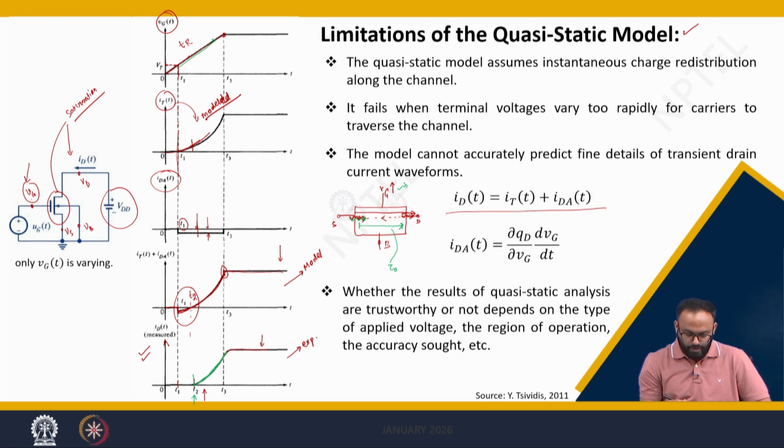Now the second limitation we have observed is that there is a hump or a spike here. Why is this spike coming up? Because in our model we haven't discussed the inertia of the charge, meaning when the charge enters here, it does have some inertia. It does not immediately settle down in the channel, and hence it shows some spike, which is not available in the experimental data.